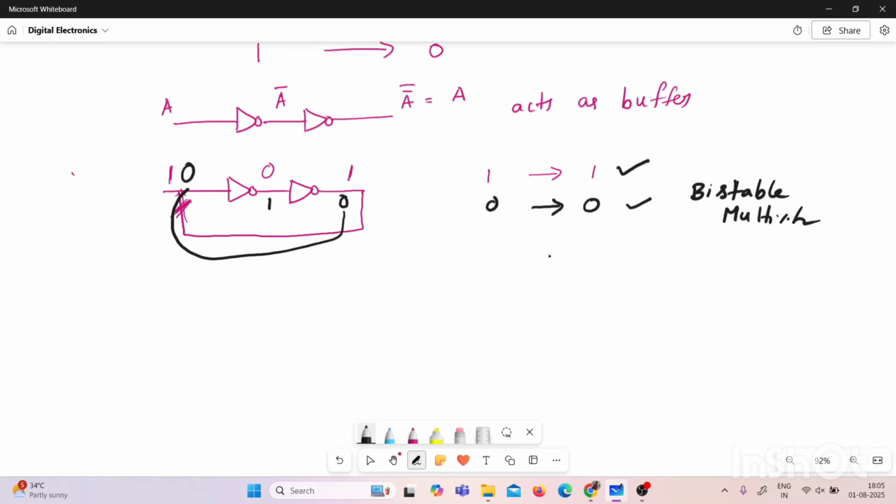Bistable multivibrator. And there is one more name for the same circuit. It is also called a basic memory element. Why are we calling it a basic memory element? If we want to store 1 in this circuit, that 1 will remain for an infinite amount of time. Similarly, if you want to store 0 in this circuit, the same 0 will be maintained at the output for an infinite amount of time. That's why it is called a basic memory element.